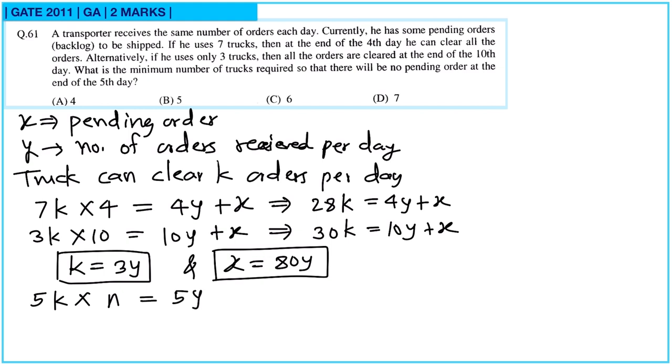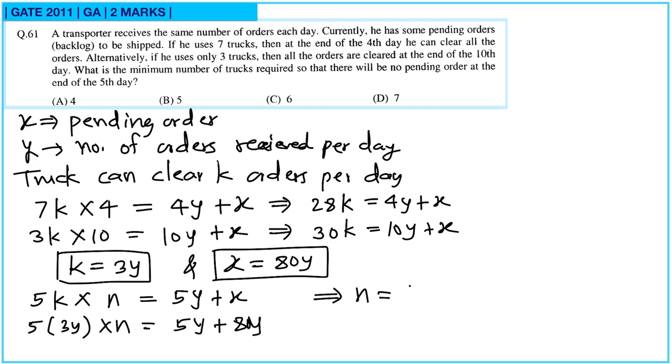So this will be equal to 5 into y, because every day y orders will be received plus the pending orders, that is x. Now we can use this value of k and x in this equation. So 5 into 3y into n is equal to 5 into y plus 80 into y. Remove this y throughout and we will get n is equal to 85 upon 15, which is equal to 5.66. We can round it off to 6. So here option C is correct.